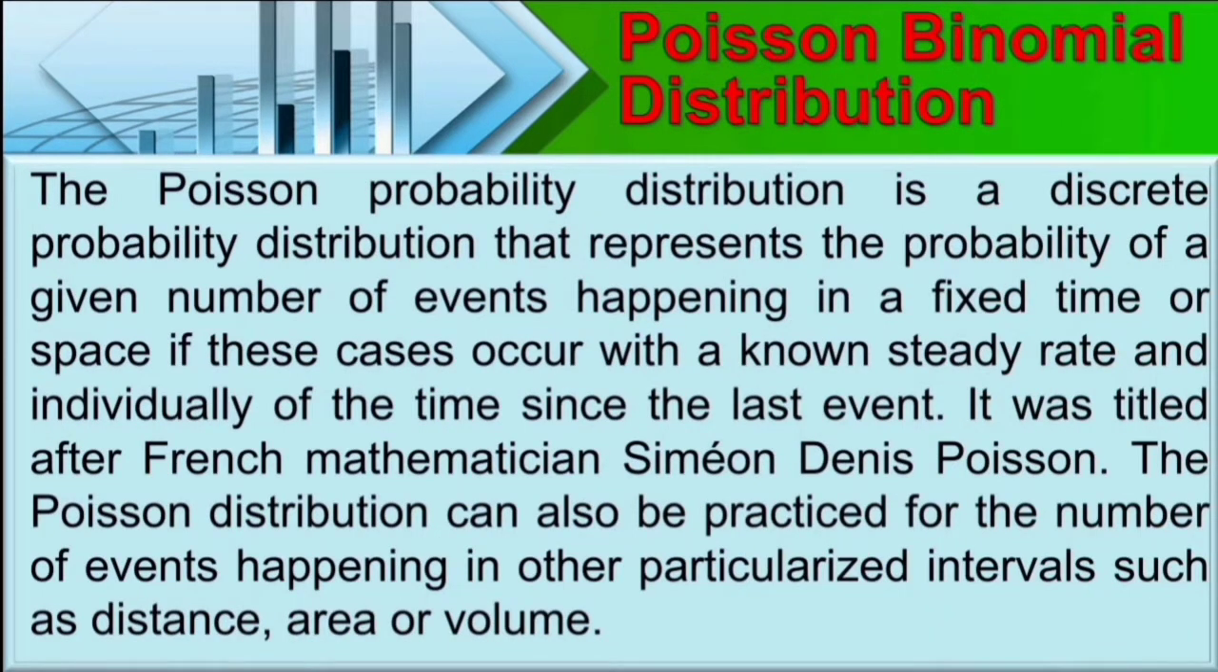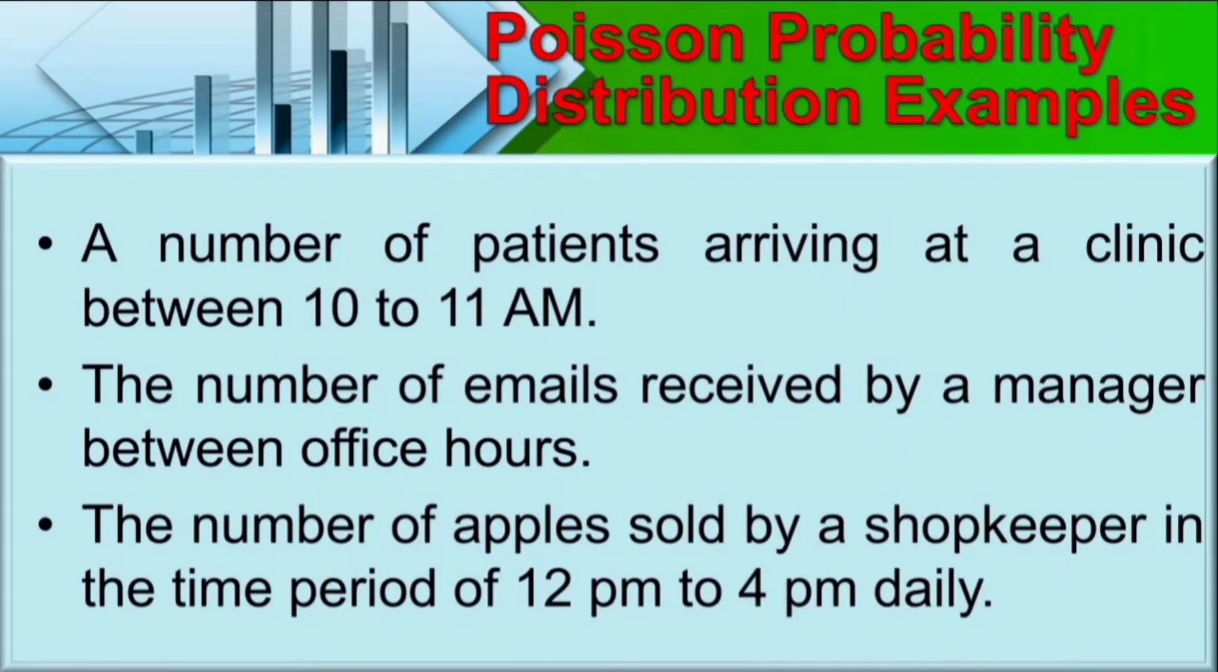Poisson distribution. The Poisson probability distribution is a discrete probability distribution that represents the probability of a given number of events happening in a fixed time or space, if these cases occur with a known steady rate and independently of the time since the last event. It was named after French mathematician Simon Denis Poisson. The Poisson distribution can also be used for the number of events happening in other specified intervals such as distance, area, or volume.